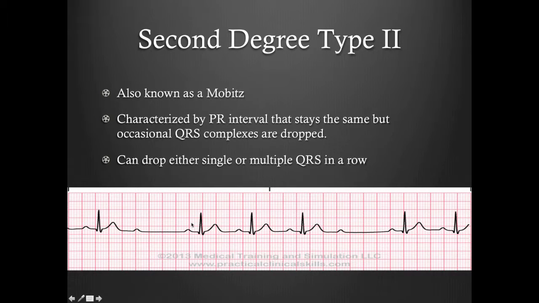Okay, let's move on to the type 2 second degree AV block that's known as the Mobitz. This one is different from the Wenckebach block, wherein the PR interval stays the same, but an occasional QRS complex is dropped. In the example below, we see the same conduction ratio as before, a 4 to 3, but only one QRS complex is dropped. In some type 2 Mobitz AV blocks, you'll drop more than one QRS complex in a row.